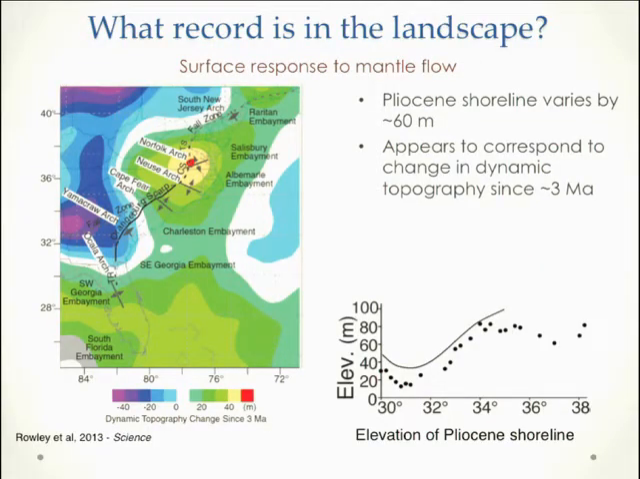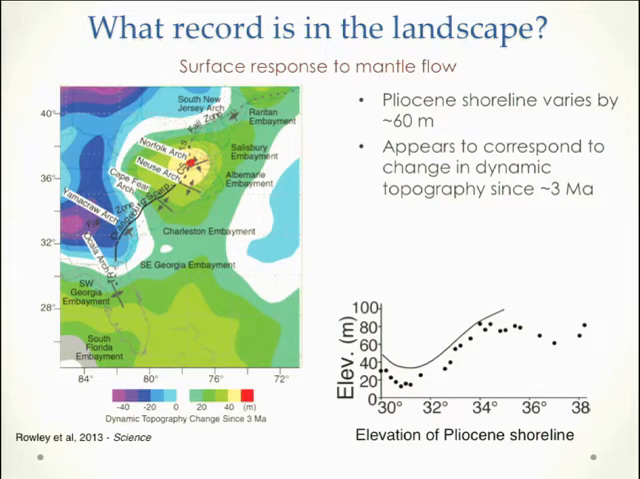A recent effort to explore this by Dave Rowley and Jerry Mitrovica, published last year, looked at variations in the elevation of a Pleistocene shoreline from south here in Georgia, north into North Carolina. And the shoreline itself, this is data, not model, varies by about 60 meters over wavelengths of several degrees of latitude. That variation appears to be at least qualitatively consistent with the dynamic topography that emerges from forward models of density-driven flow in the mantle. What you're seeing here on the map is a color-coded change in dynamic topography since about 3 million years in one realization of a mantle flow model.